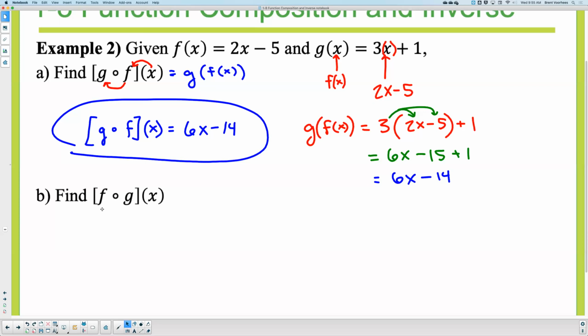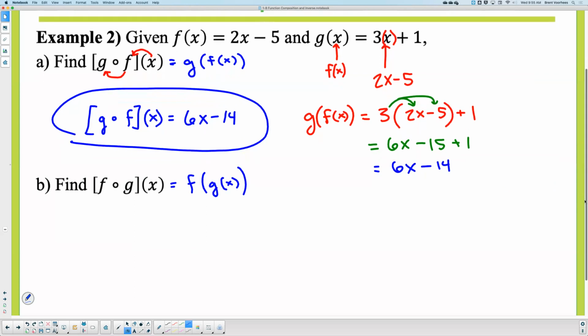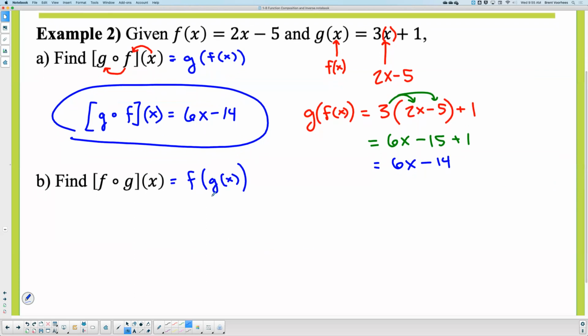Okay, let's do it again. Do you think we'll get the same answer if we do f of g? No. Oh, y'all say no. Let's find out. So f of g could be translated as f parentheses g of x. Let's see if we get the same thing. What's substituting into what? g is substituting into f. So instead of saying f of x, what's going to replace x? It will be f of 3x plus 1. g of x will go in.